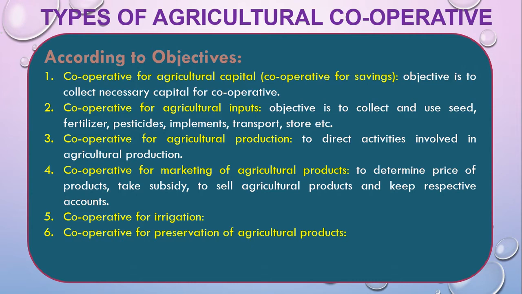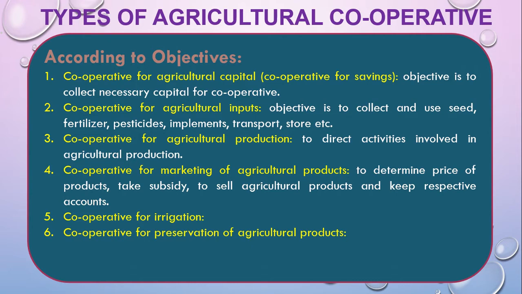Cooperative for irrigation purposes. We know that water is the most essential and most important part of production. So sometimes farmers don't have a deep tubewell or tubewell. For this reason they can form a cooperative for irrigation. They can make or buy the pump, water pump or irrigation pump. That is called the cooperative for irrigation.